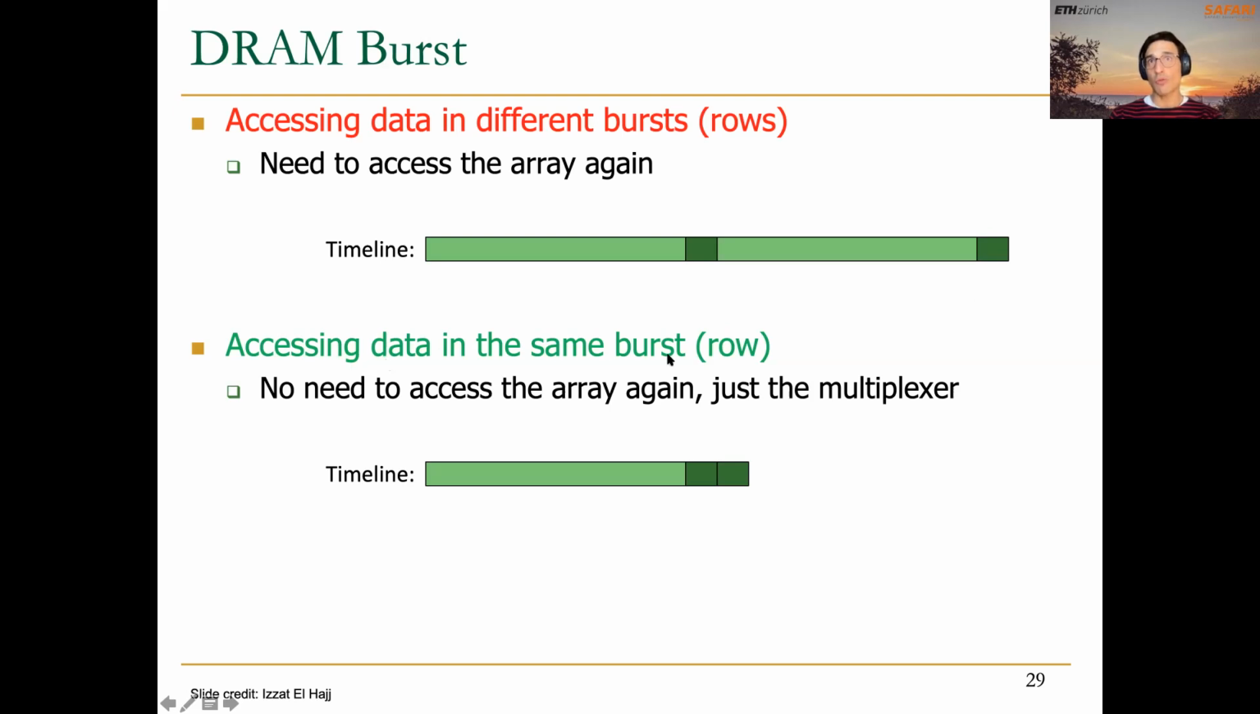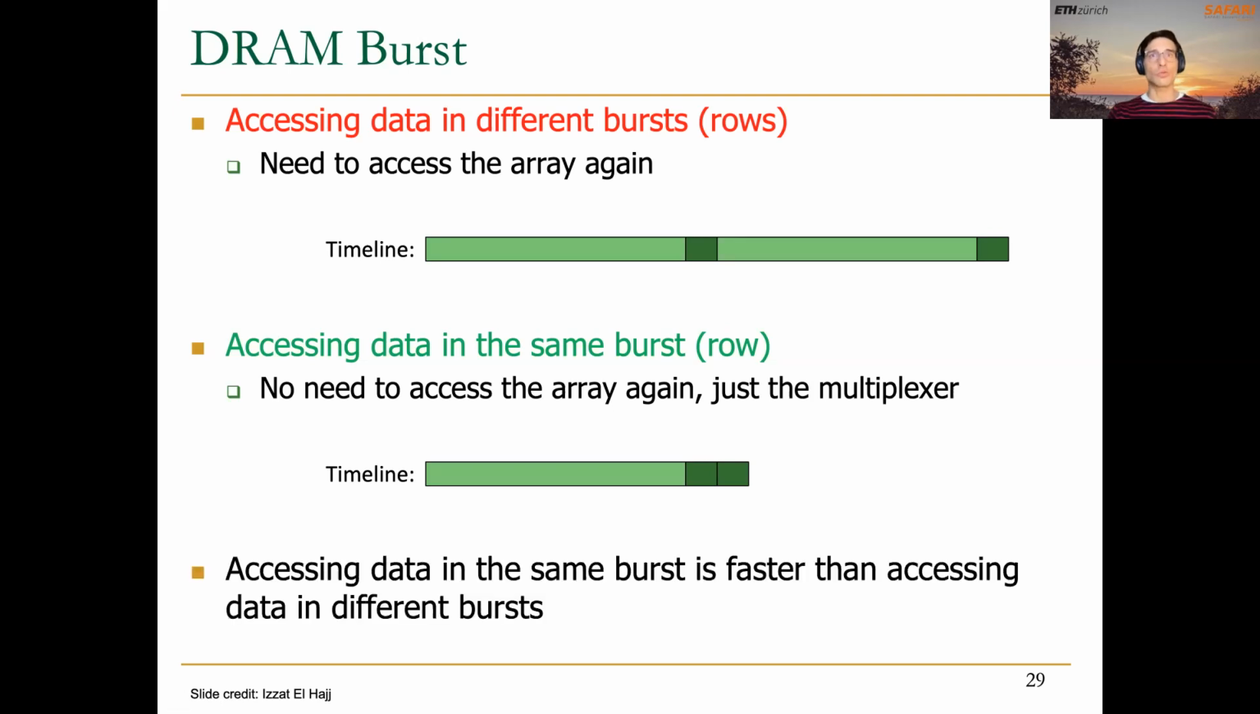When we access data from the same bank or the same row, things can be much faster, with much lower latency, because after having paid the long latency of opening a new row, we can access several elements or several cache lines, one after the other, as you see, and we are saving a large amount of time in comparison to the other case where we have consecutive accesses to different banks or different rows. So accessing data in the same bank is faster than accessing data in different banks.